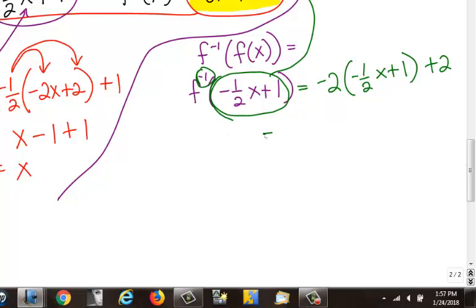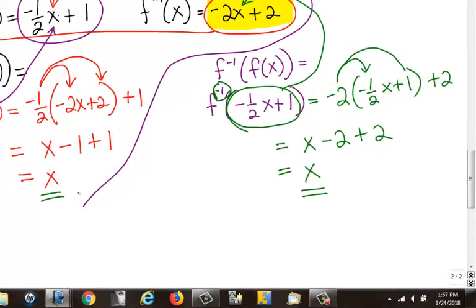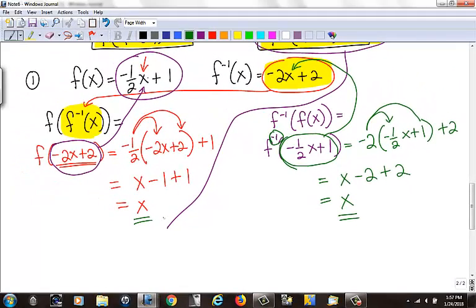Multiply that out: negative 2 times negative 1/2 is positive 1x, negative 2 times positive 1 is negative 2, and then we still have the plus 2. Negative 2 plus 2. So does it bring you back to x? As long as they both bring you back to x, then yes, they really are inverses. The two functions are inverses if they bring you back to the identity, x. And you always have to check both of them.